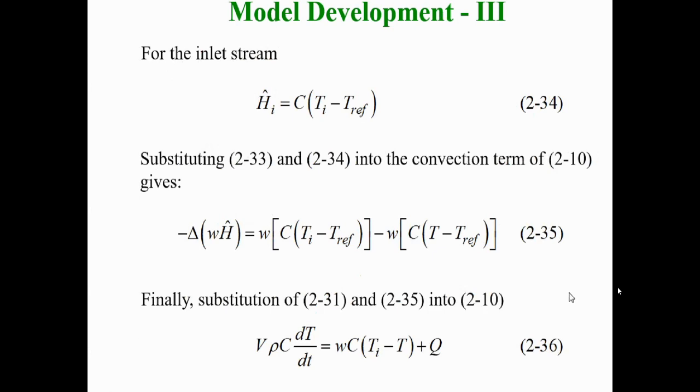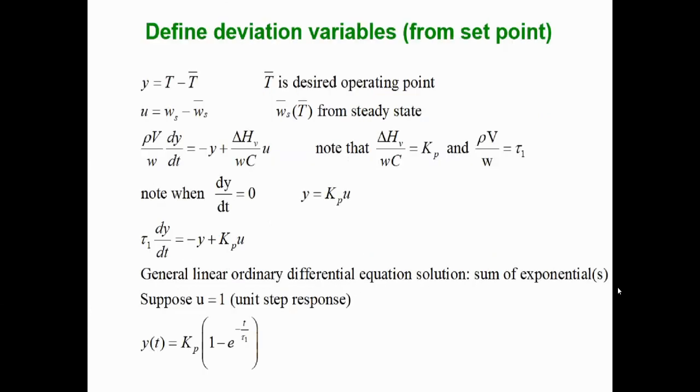And if we substitute back equations 2.31 and 2.25 into equation 2.10, we have this general equation: rho V C dT/dt equals w C (T_i minus T) plus Q, 2.26. And look at the equations when we define deviation variables. There is a deviation from the set point. We have y equal to T minus T bar, where T bar is the desired operating point. Then u equal to w_s minus w_s bar, where w_s bar and T bar are from the steady state.